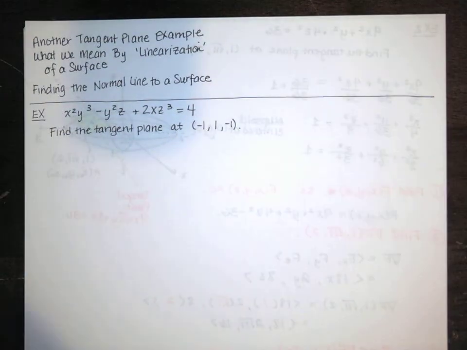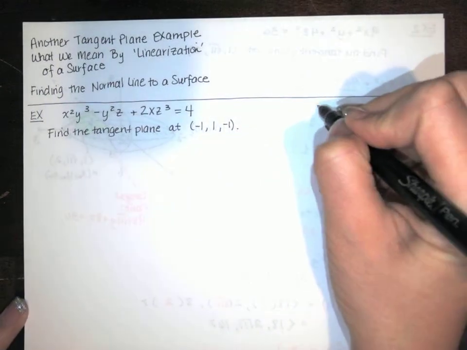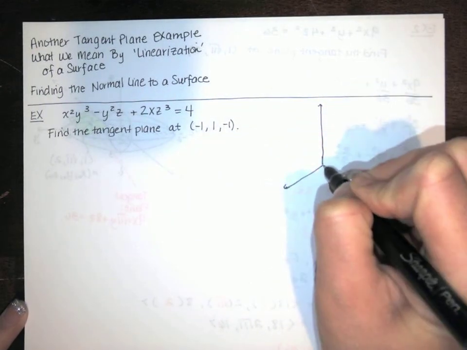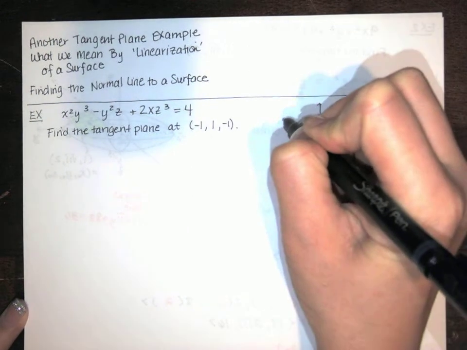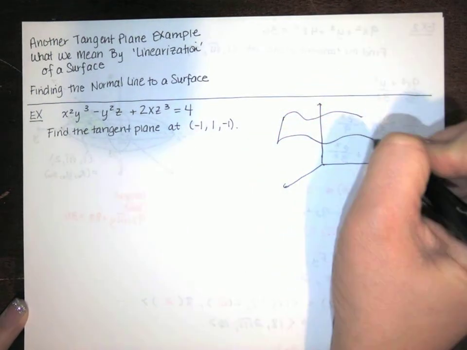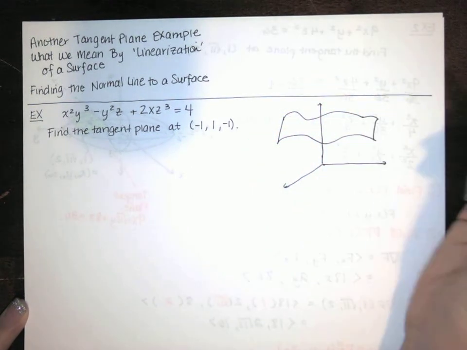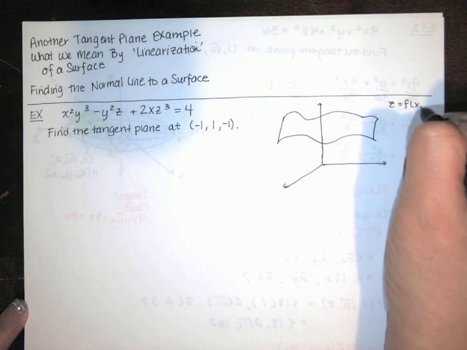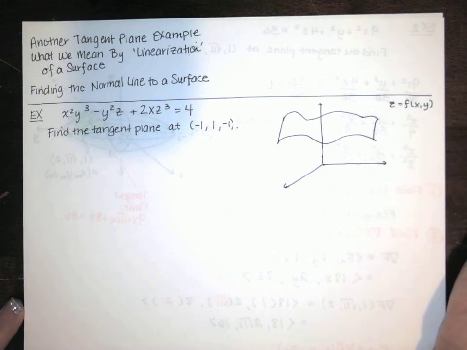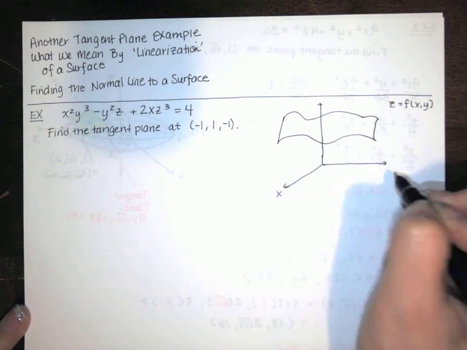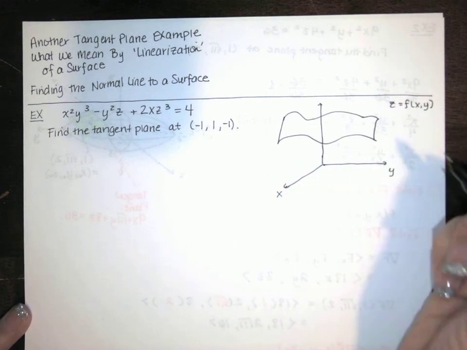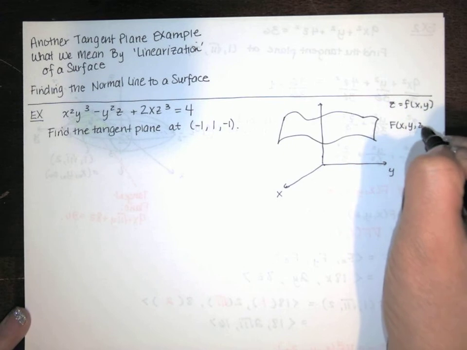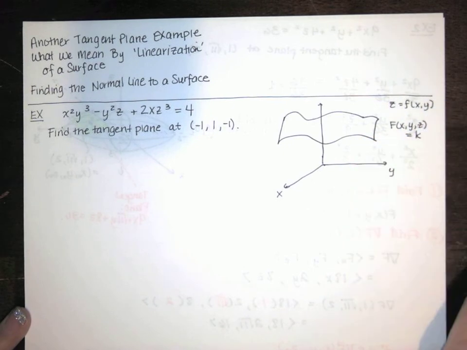This is for some surface I can't visualize. So I'm just going to draw a cartoon surface over here. This is not our surface, it's just some cartoon. Often we've got z as a function of x and y, and that generates a surface because every x, y in the domain gives us a z. Now sometimes we'll have capital F of x, y, and z equals k.